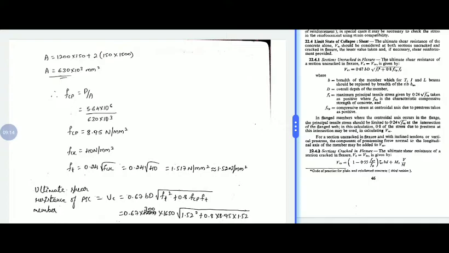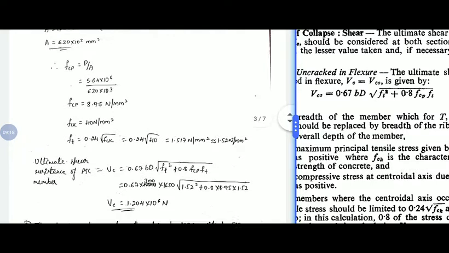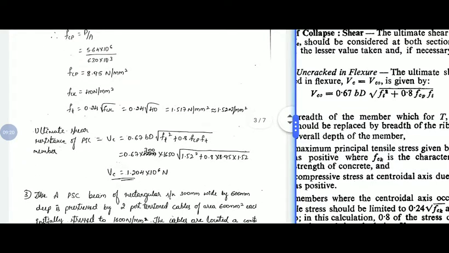So again, by using the same formula we are going to calculate the ultimate shear resistance of the PSC member. That is Vc equals 0.67 bd root of ft square plus 0.8 fcp into ft. By substituting all the values, we will get Vc equals 1.204 into 10 power 6 Newton. So it is nothing but 1204 kilonewton is the capacity of that member.